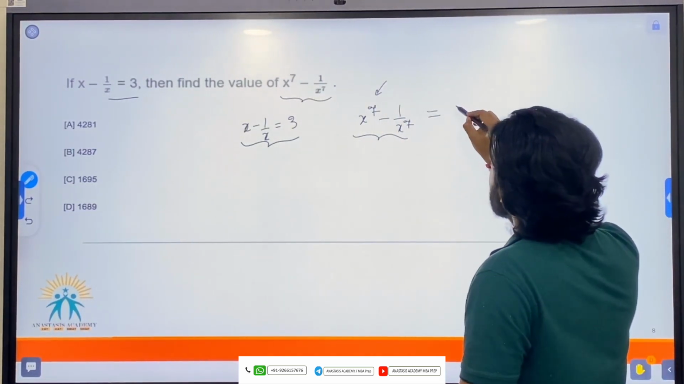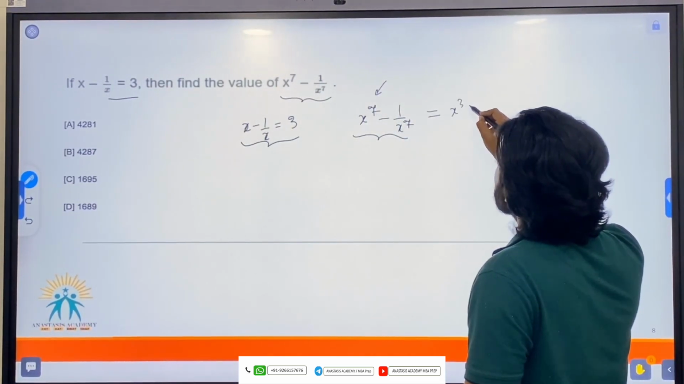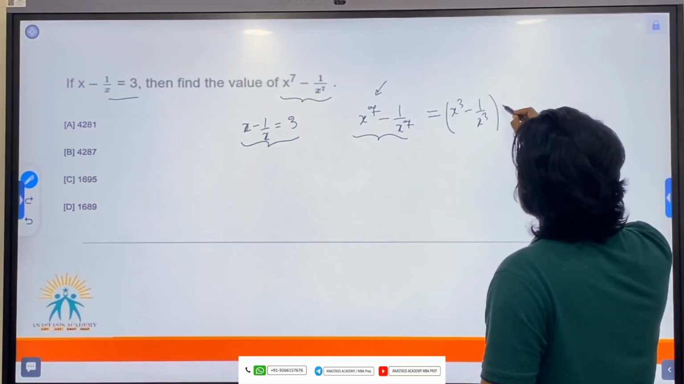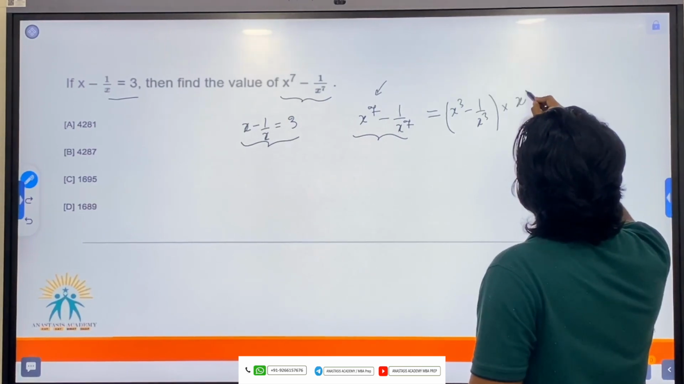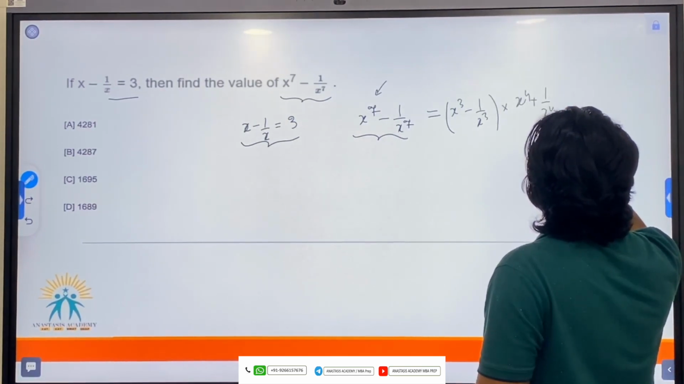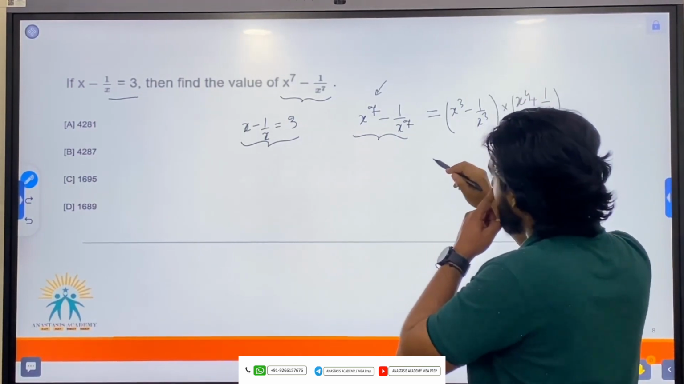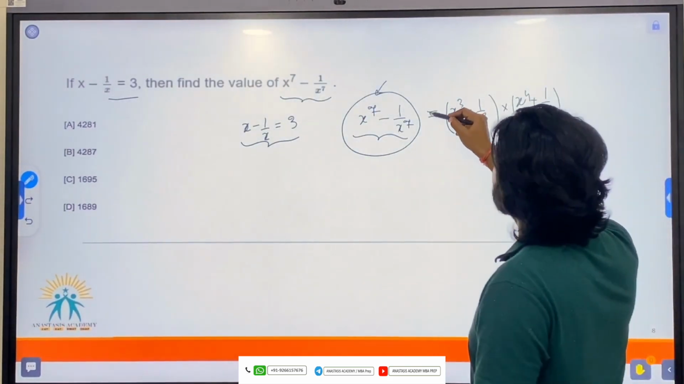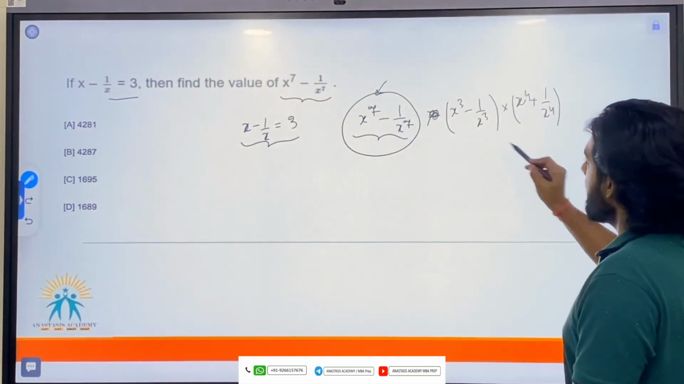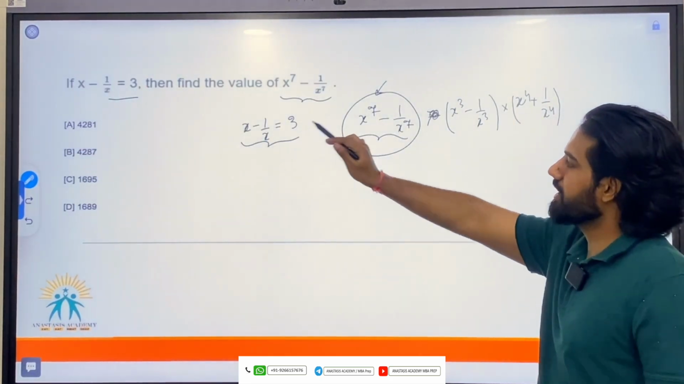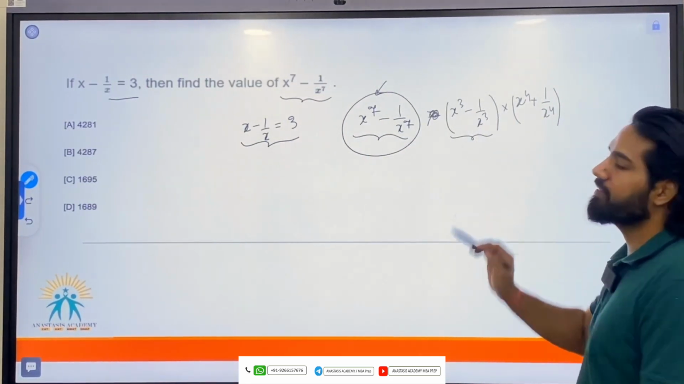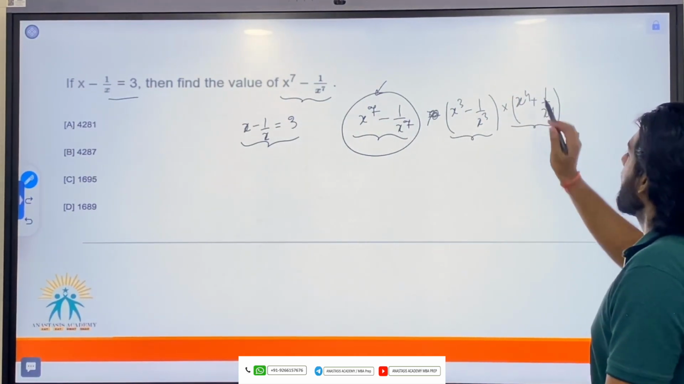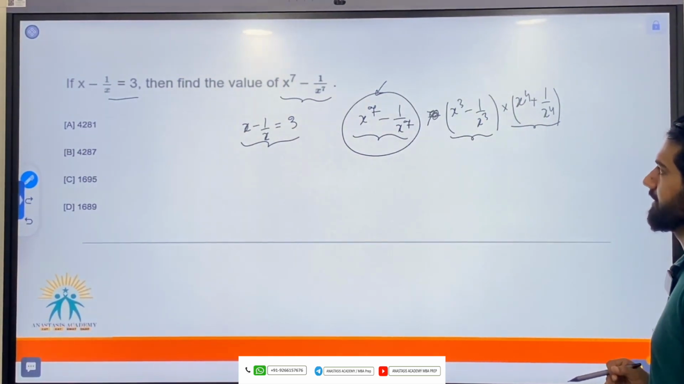So the idea is, if I multiply x raised to the power 3 minus 1 upon x raised to the power 3 into x raised to the power 4 plus 1 upon x raised to the power 4, I will get this expression, right? How? Because from this given expression I can easily find the value of the cubes of this expression. Also I can find the value of power 4 of this expression, right?